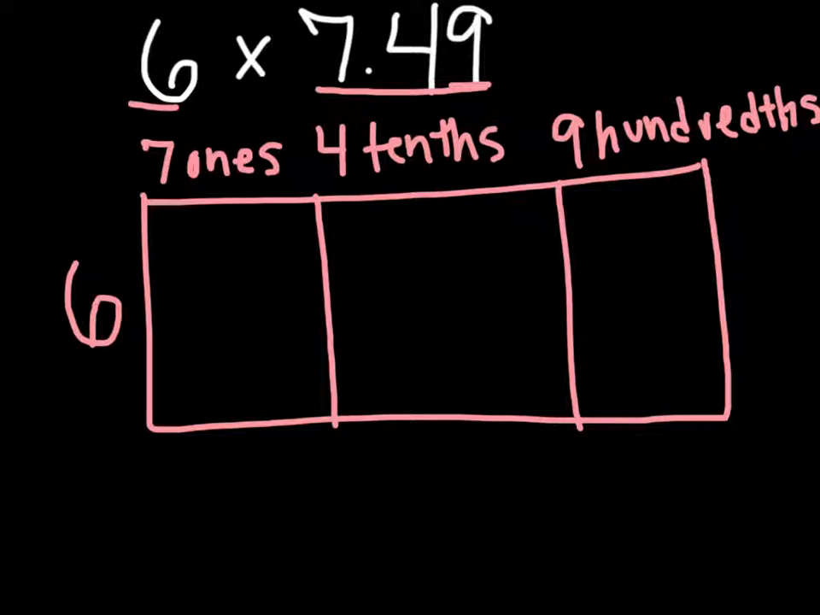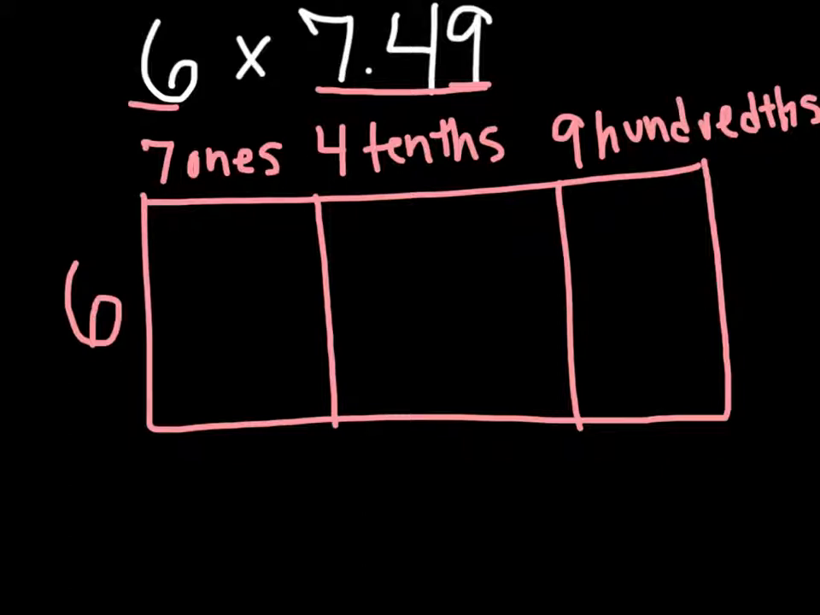Now, I bet you're wondering to yourself, how did you do that so fast? Skills is what I have to say. Okay, so now that I have decomposed 7 and 49 hundredths into 7 ones, 4 tenths, and 9 hundredths, I'm going to multiply each of those parts by 6.